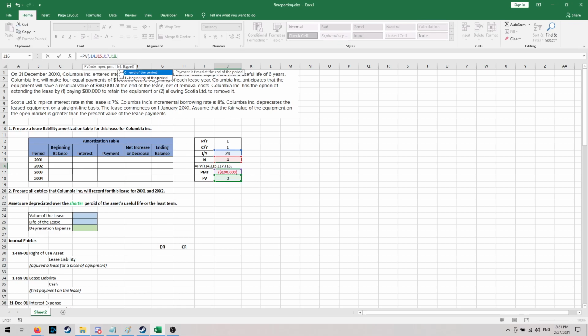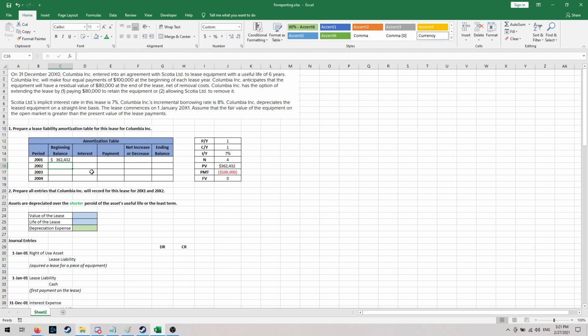Finally, remember, we're making these payments at the beginning of the period, so we're going to press beginning and flag it with 1, then close our bracket. And we're going to see that we get $362,432, and that is the beginning value of our lease. That's the balance when it starts. And we can actually just press equals to link that cell, so we don't need to type it.